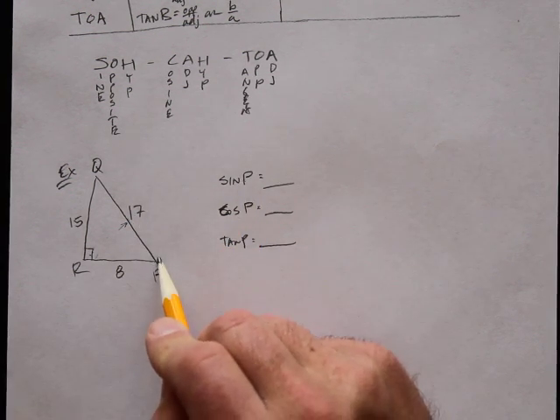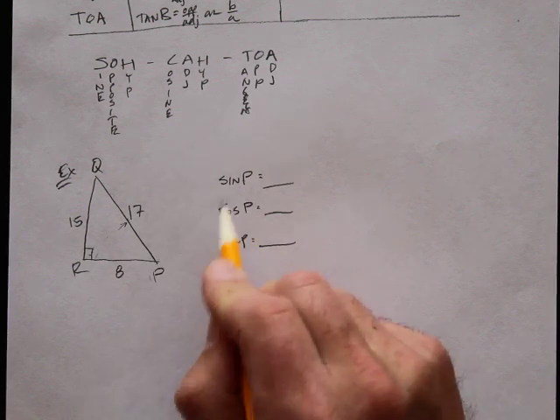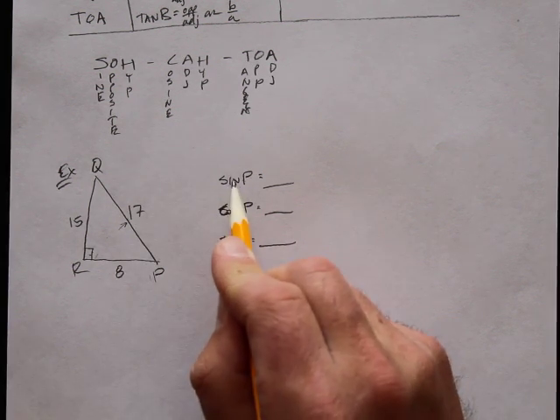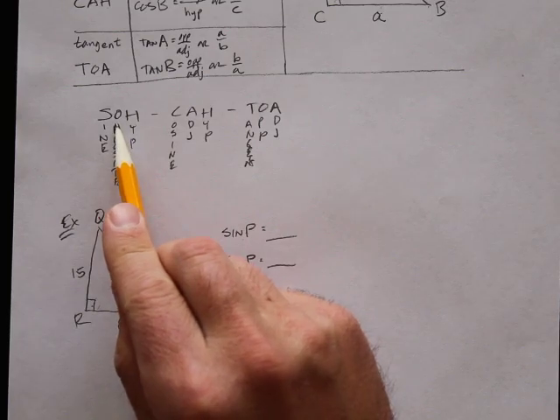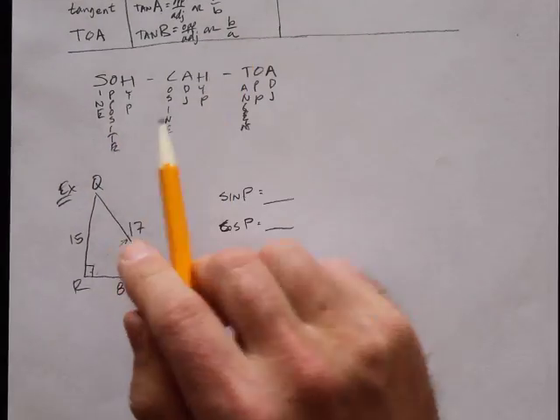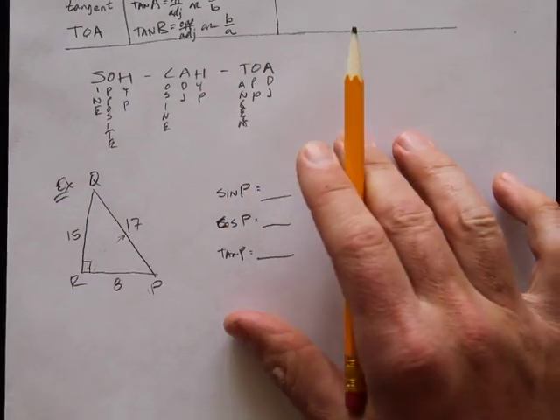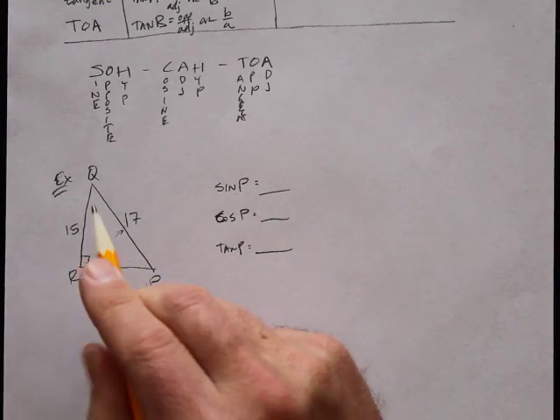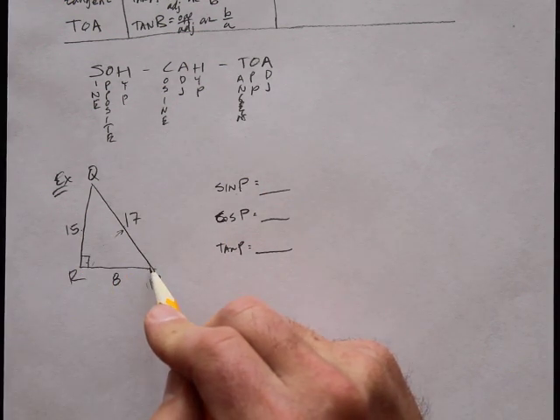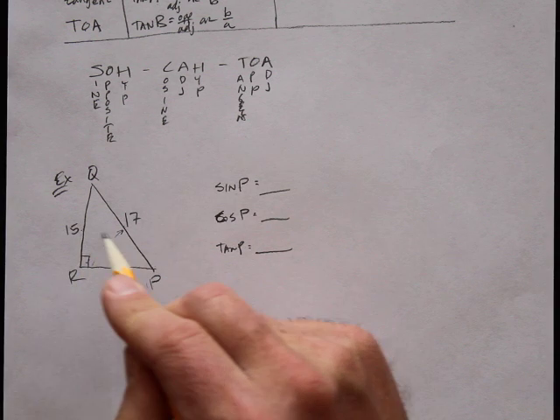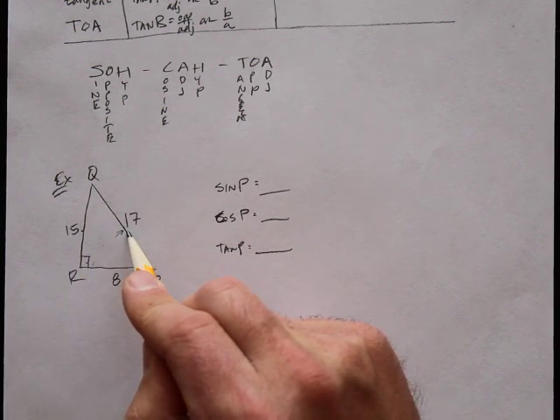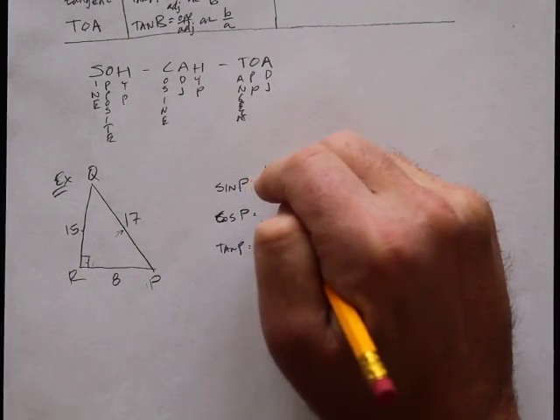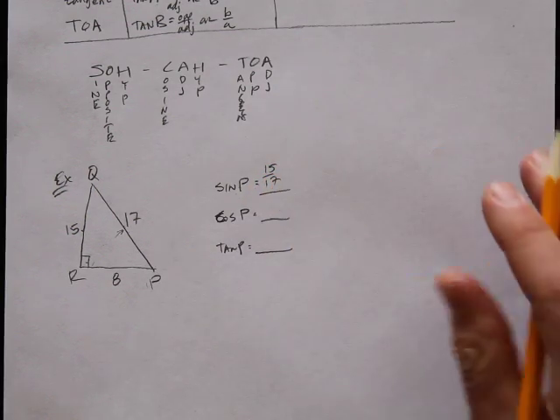Sine of P. Okay, here I go to P. Sine of P, I go look at P. Sine, remember, is opposite over hypotenuse. So, opposite over hypotenuse. So here's P. Opposite is 15. That's the side that's opposite the angle. 15 over the hypotenuse, which is 17. So 15 over 17. And that's it.